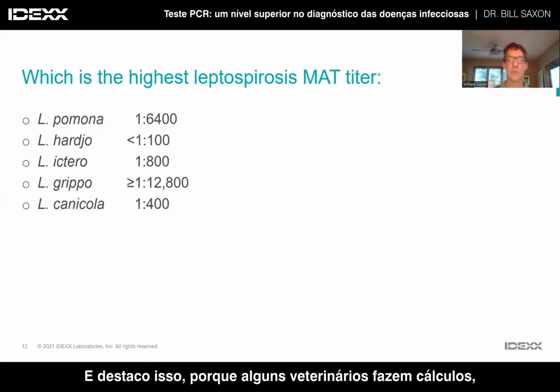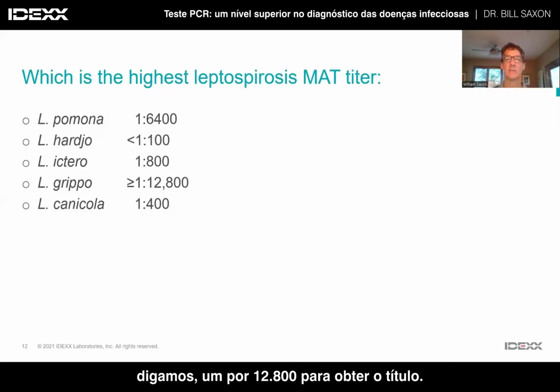And I point this out because some veterinarians do math. They think that they need to divide, say, 1 by 12,800 to get the titer. And if you divide, you're going to get the complete opposite result. Okay, so don't do any dividing, don't do any math. Just look at the highest number to the right side of the colon, that's the highest titer.